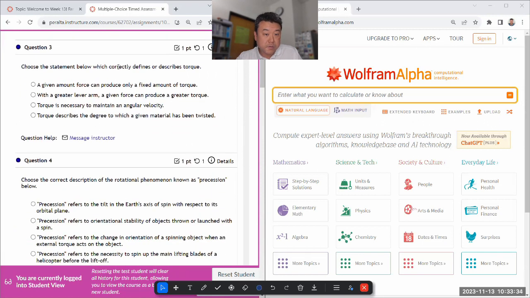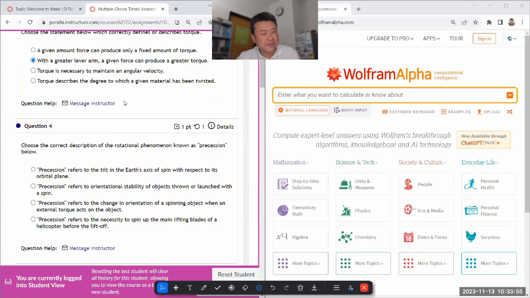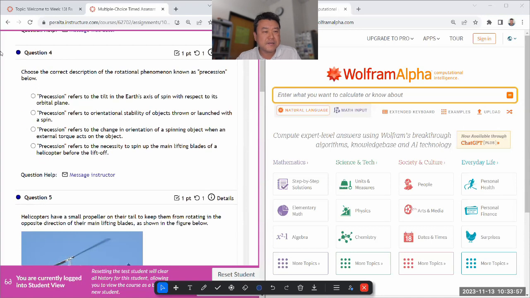Choose the statement which correctly defines or describes torque. No, because the lever arm can change. Greater lever arm, a given force. Yeah, that sounds correct. Let me check the rest. Torque is necessary? No, this is a rotational version of Newton's first law, a contradiction. Torque discrete equals? No. I think there might be contexts where people do that, but not in physics.